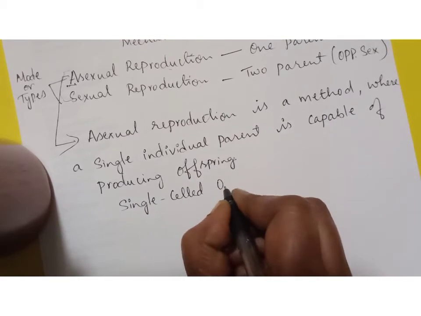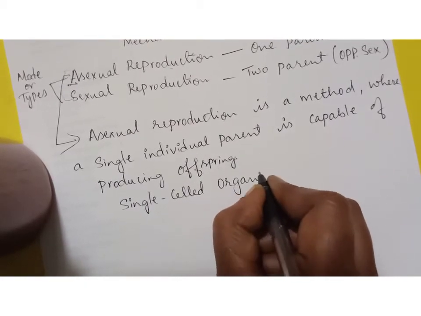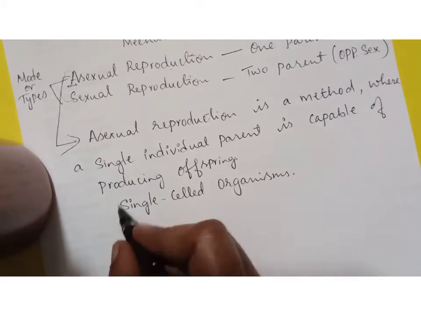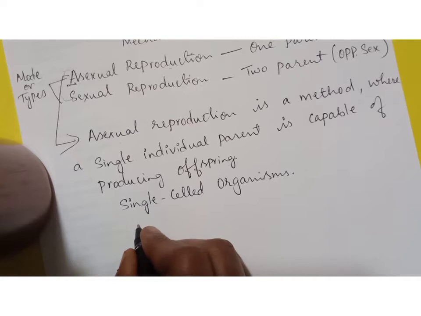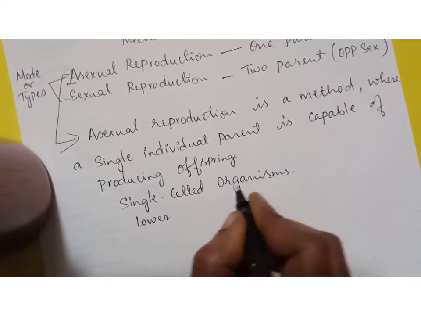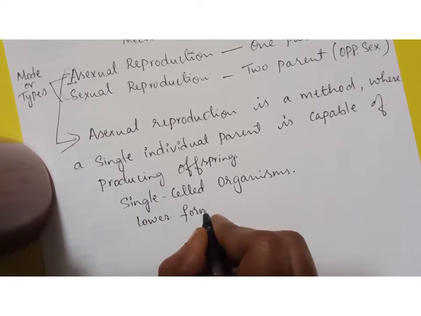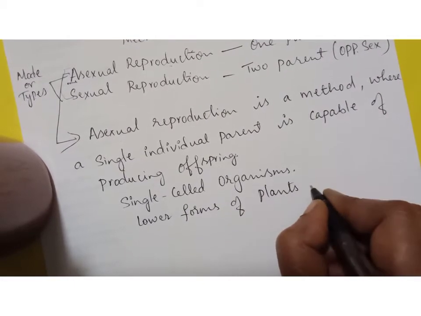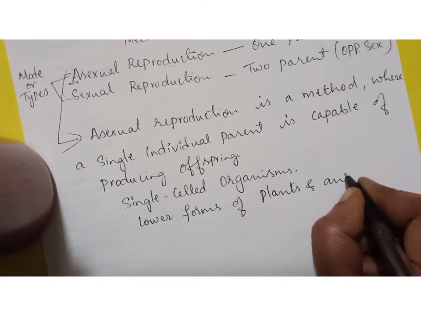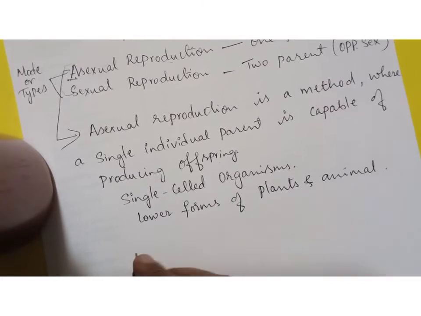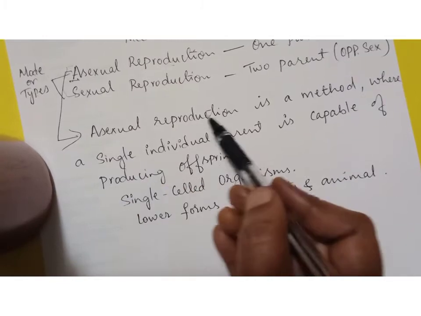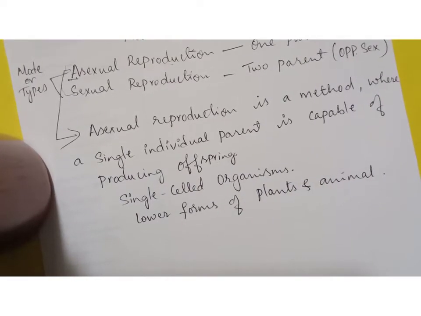Single celled organisms, we can see the asexual type, and in the lower forms of plants and animals, we can see asexual reproduction.